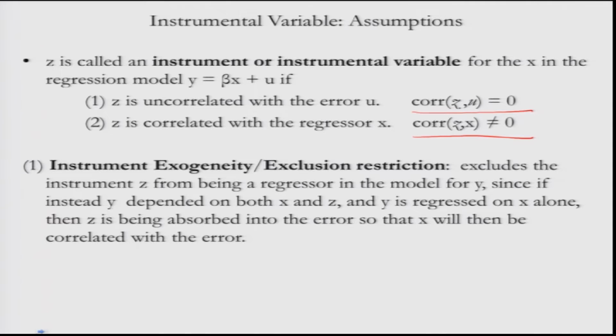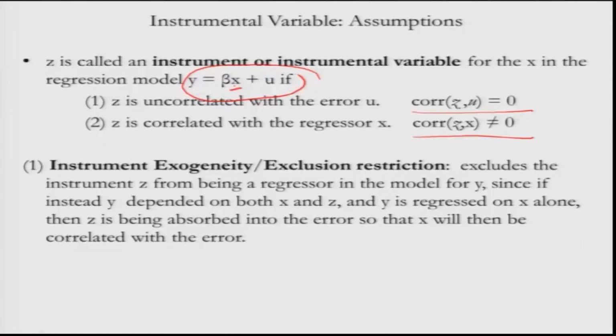The first one is called instrument exogeneity or the exclusion restriction. It excludes the instrument from being a regressor in the model for Y. Since if instead Y depended both on X and Z and Y is regressed on X alone, then Z is being absorbed into the error, where you miss out Z. So, Z becomes an omitted variable in that regression if Z was actually correlated with Y directly. So, X will then be correlated with the error. It again will raise an omitted variable problem, because if Z is directly correlated with Y, then in this regression, if you miss out Z, Z becomes an omitted variable because it is correlated both with Y and with X.